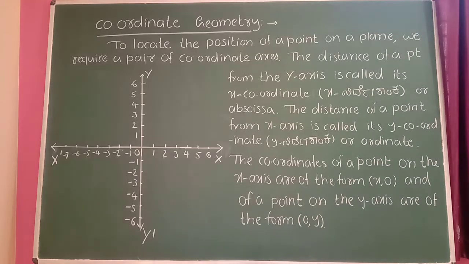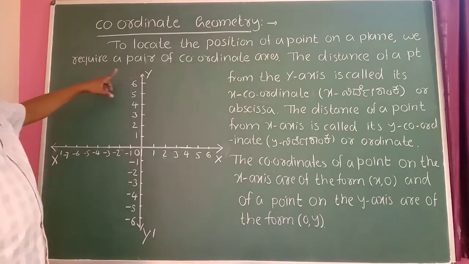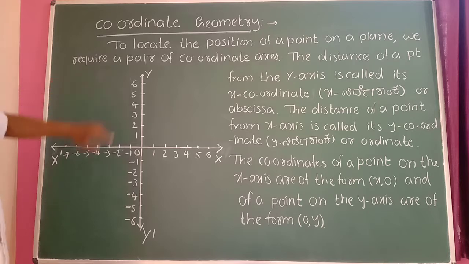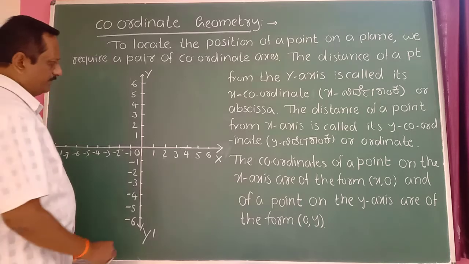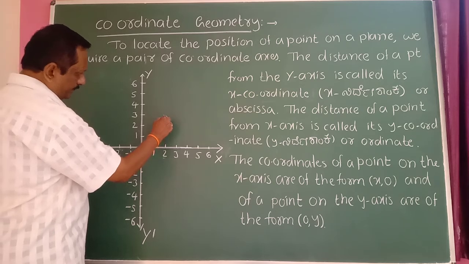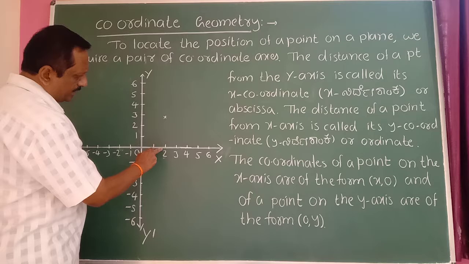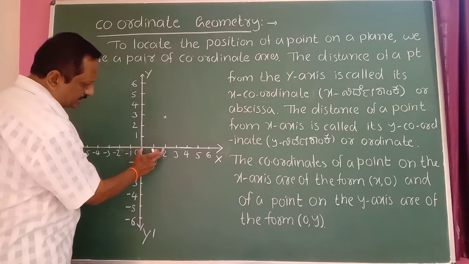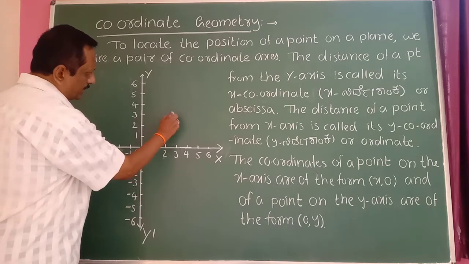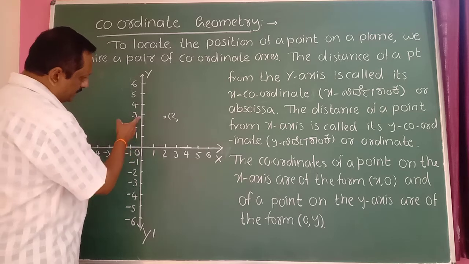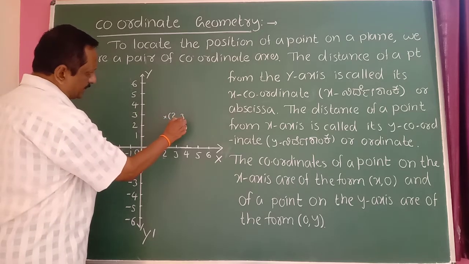So now I am explaining a basic idea about coordinate geometry here. To look at the position of a point on a plane, we require a pair of coordinate axes. Suppose we take this point here, then obviously the x coordinate is 2 units because this distance is 2 units. So x is 2 here, and this distance is 3.